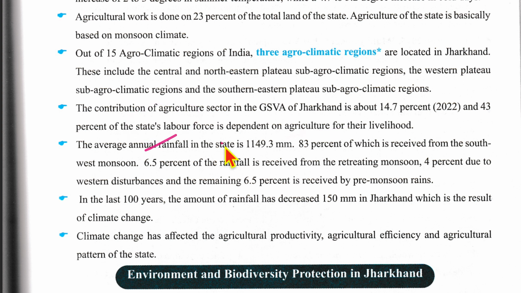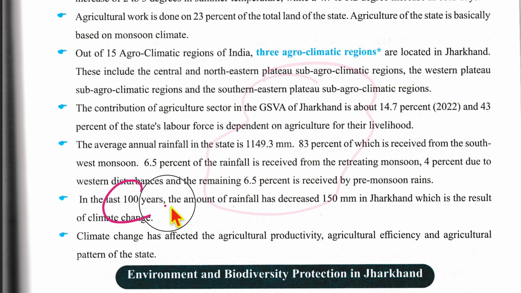The average annual rainfall of the state is about 114 centimeters, that is 1149.3 millimeters, 83% of which is received from the southwest monsoon, 6.5% of the rainfall is received from the retreating monsoon, 4% due to western disturbance, and the remaining 6.5% is received as pre-monsoon rains.